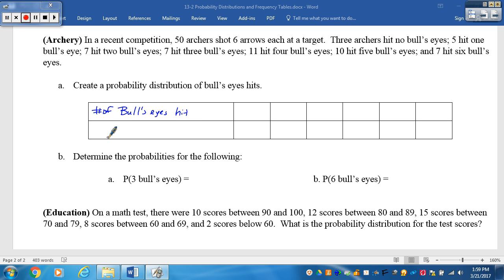Okay, and I'm going to put down here frequency. Now, I probably should have put down another row down here. After I put down the frequency, we are asking for the probability distribution of the bullseyes. So I'm going to put down here probability distribution. Okay. So from there, number of bullseyes hit.